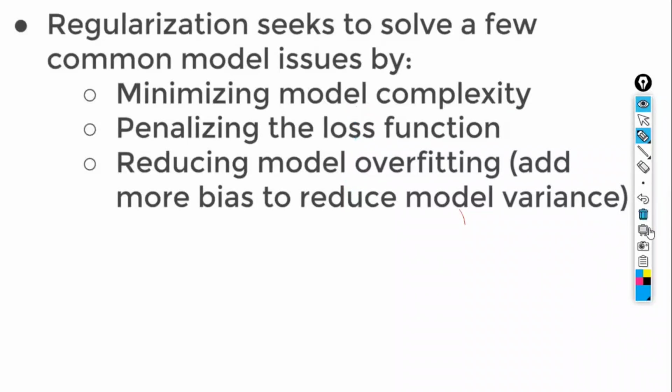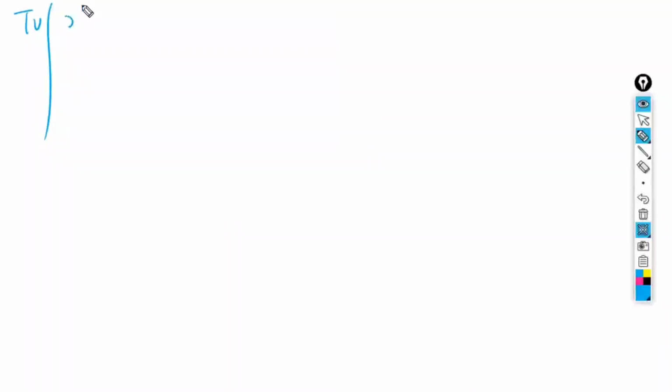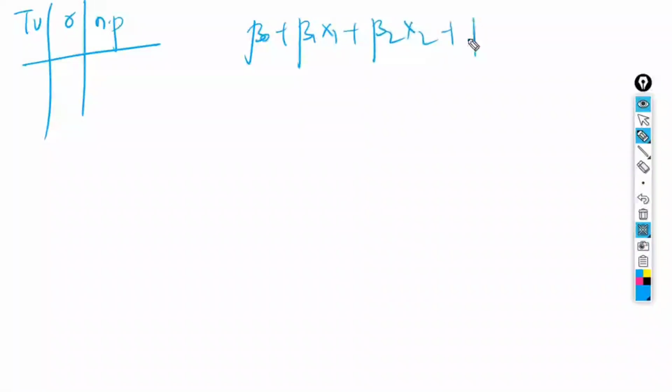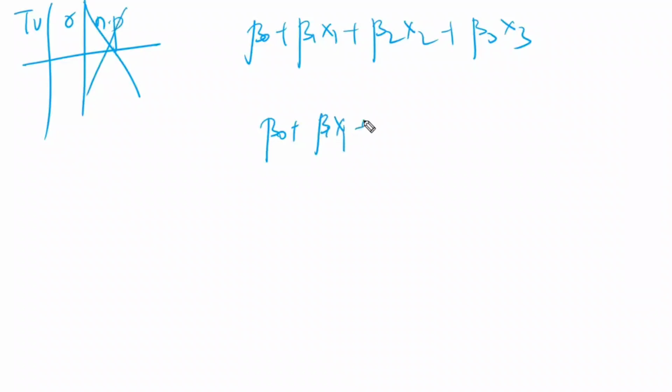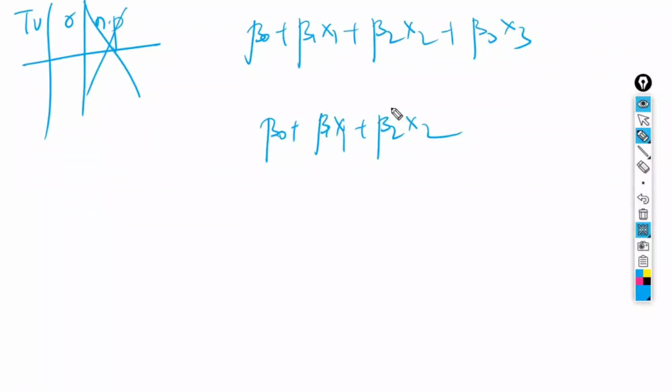For example, let us take it like this. TV, radio, newspaper, 3 values are there. Now, beta naught plus beta 1 x1 plus beta 2 x2 plus beta 3 x3. Now, by adding this regularization, what I am going to do is one of the parameters, which is an unimportant parameter, we may drop. That is, beta 1 x1 plus beta 2 x2 only. So, it has reduced the number of coefficients. Here, the model complexity has reduced. In some cases, it may not reduce the model complexity.